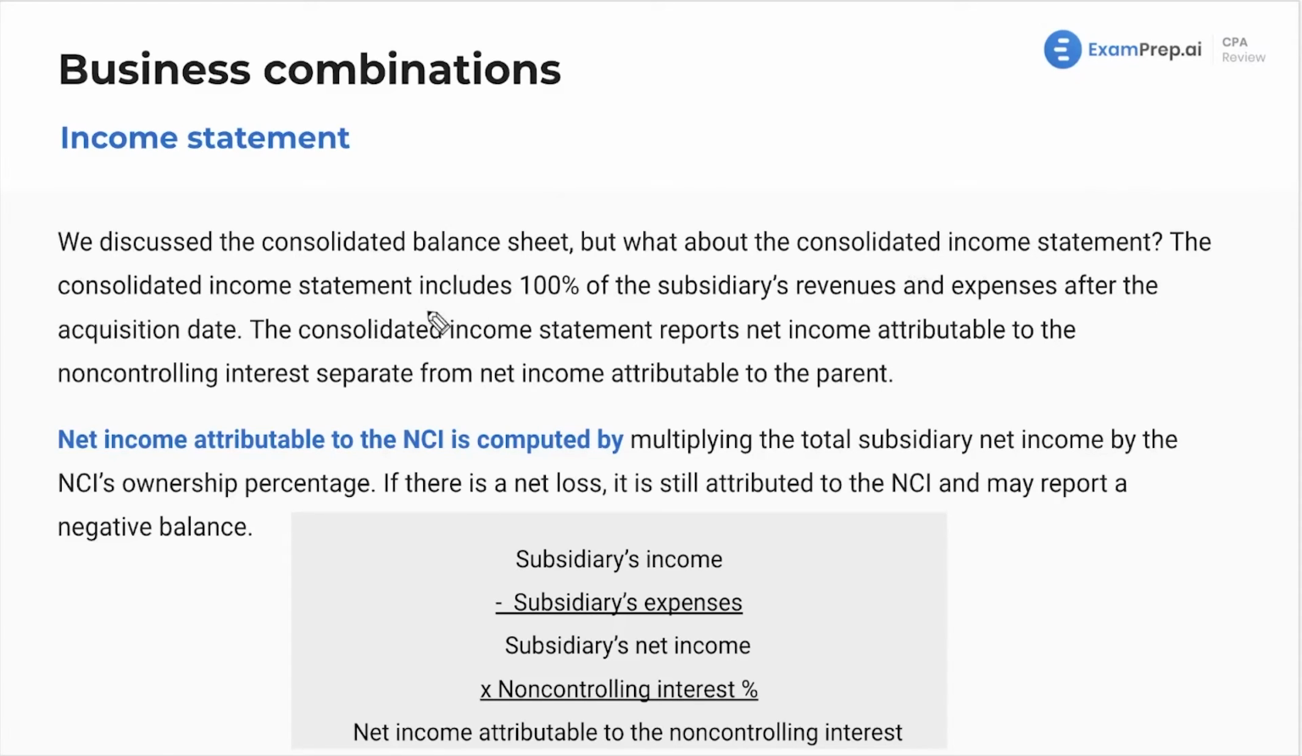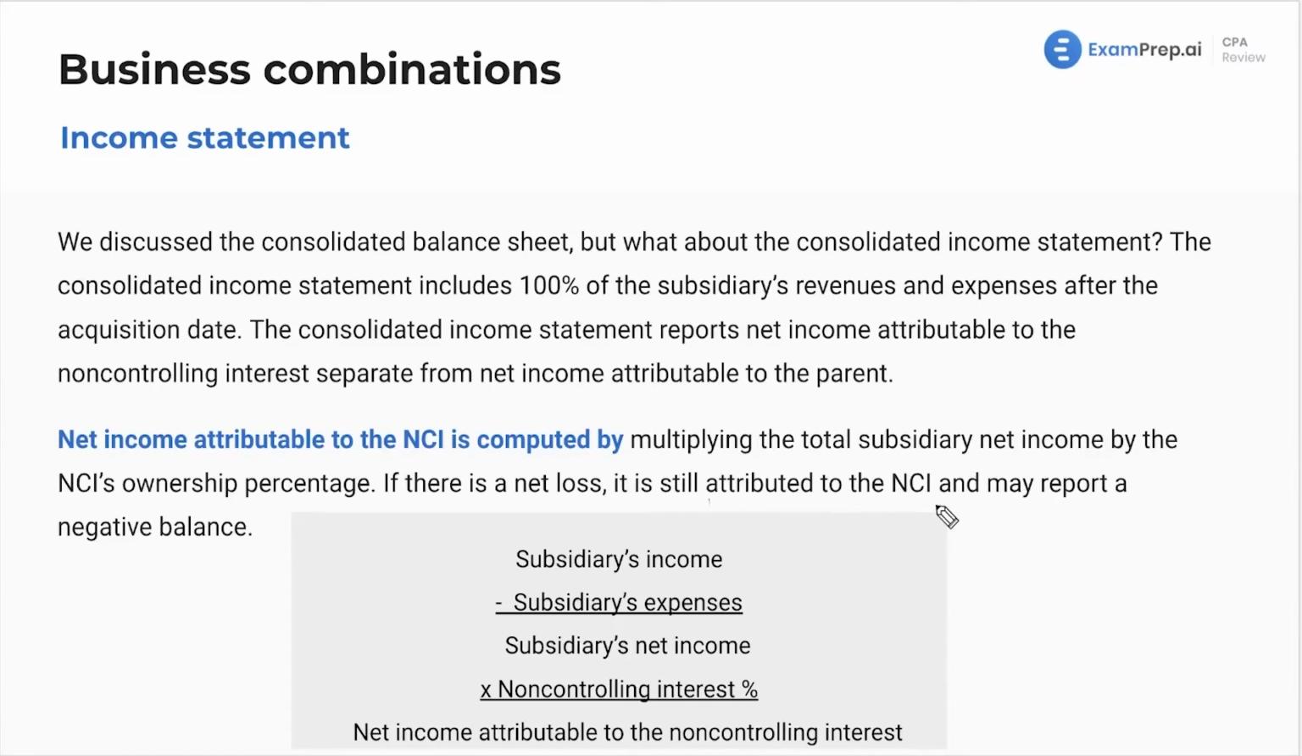The consolidated income statement includes 100% of the subsidiary's revenues and expenses after the acquisition date. The consolidated income statement reports net income attributable to the NCI, separate from the net income attributable to the parent. Again, if you own 80%, you'll have your 80% of the net income to the parent, 20% to the NCI. Net income attributable to the NCI is computed by multiplying the total subsidiary net income by the NCI's ownership percentage. If there's a loss, it's still attributed to the NCI and might report a negative balance.